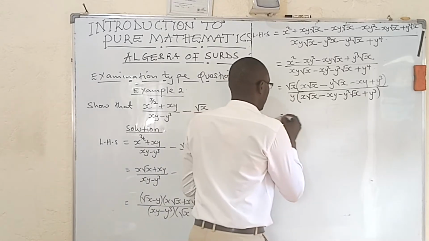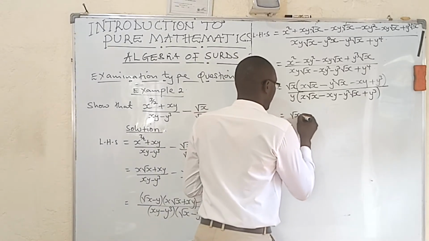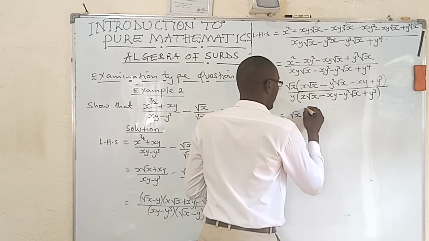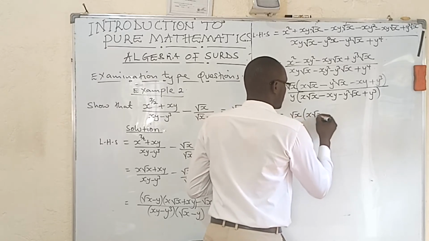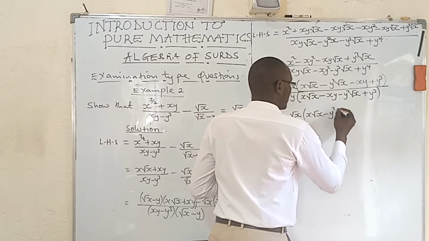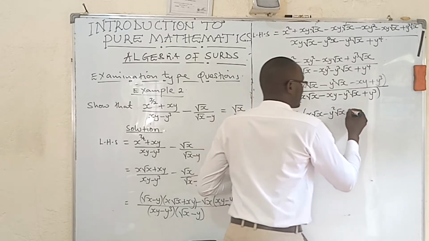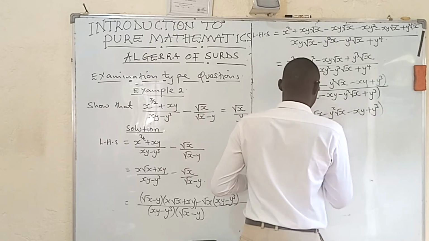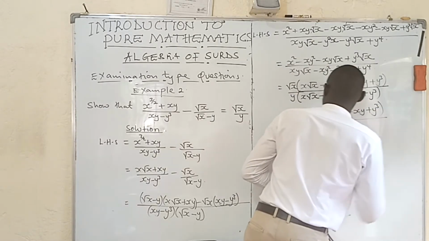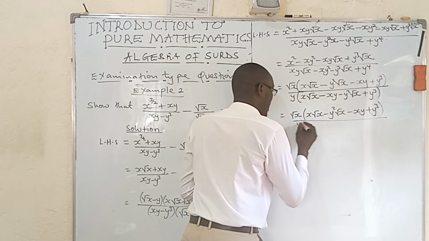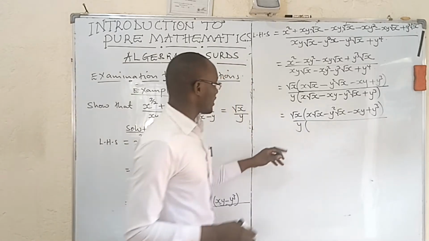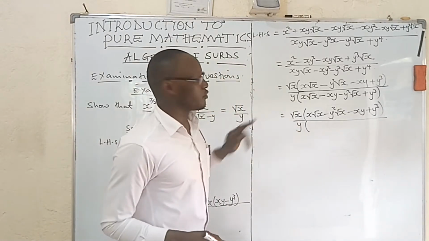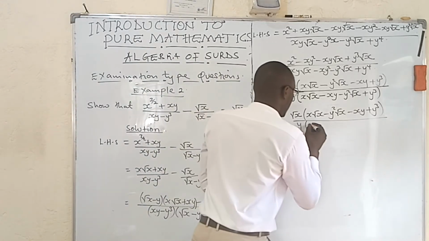So our left hand side will now become over, okay, x root of x minus y squared root of x minus xy plus y cubed. So the denominator is almost the same as the numerator. The difference is by root x and y. How? Let us rearrange and you see.